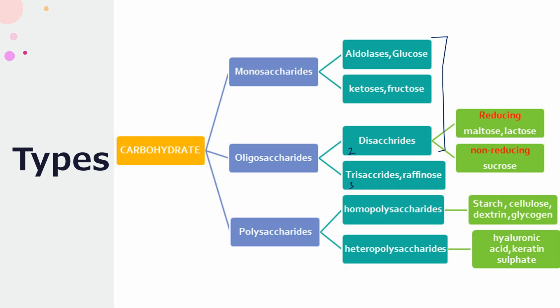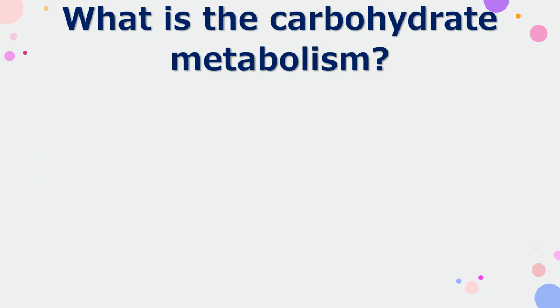Then we have polysaccharides, where multiple units of carbohydrates join together and form a large chain of carbohydrates. It can be a similar type of unit, or it can be a different type of unit. So we have homopolysaccharides and heteropolysaccharides, and they have different functions also. Later on, we will see the significance of carbohydrates.